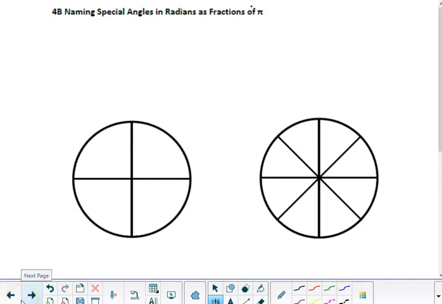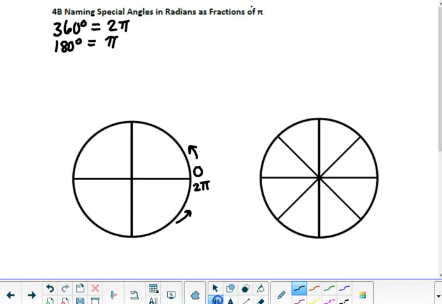Now that we know that there are 2 pi radians and 360 degrees, we can name our special angles as fractions of pi. So we have 360 degrees is equal to 2 pi. So here's 0 radians, and as we come back all the way around the circle, we get to 2 pi radians. Half of 360 is 180. So that means 180 is going to be pi radians.